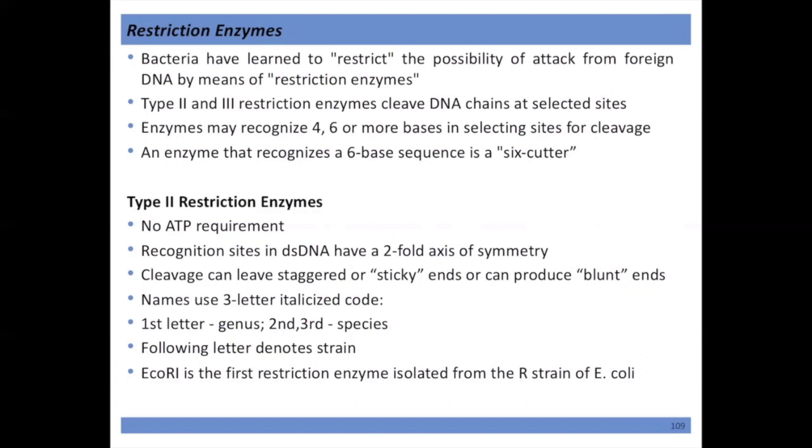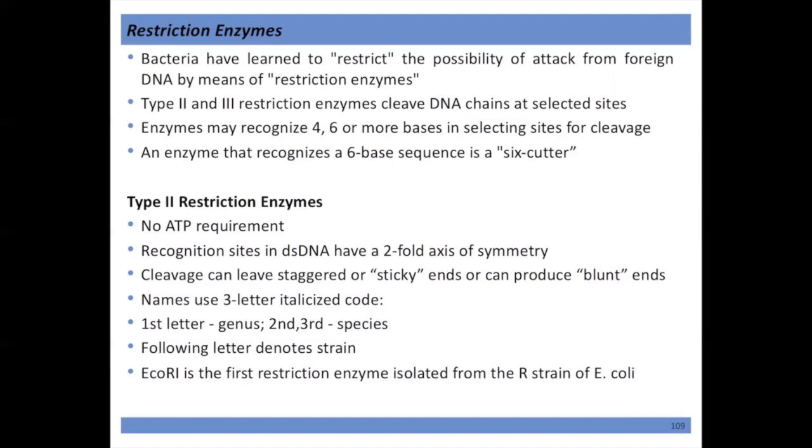But these restriction enzymes, there's different types, but type 2 and type 3, they cleave DNA at selected sites, so they're very specific. And what they do is they recognize either 4 or 6 bases. So they scan along, they'll find 4 or 6 bases, or even more that they recognize, and then they will actually cut there. And just as a side note, a restriction enzyme that recognizes 6 bases would be known as a 6 cutter. So type 2 restriction enzymes, they don't require ATP.